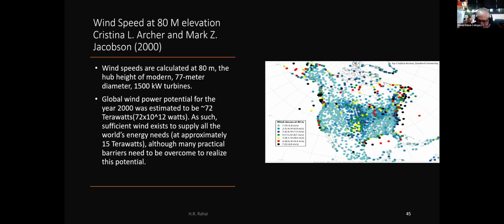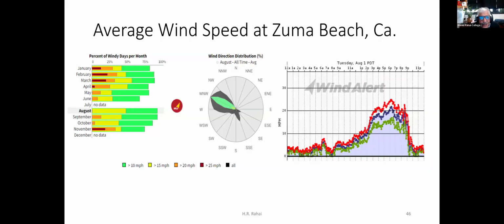That's basically what it says. Average wind speed, I just wanted to tell you that locally, to give you an example of Zuma Beach in California, the percent of windy days per month and the direction of the wind. Generally, I'll talk about it in a moment, if you have 6 meters per second or 14 miles per hour wind, you can generate electricity.